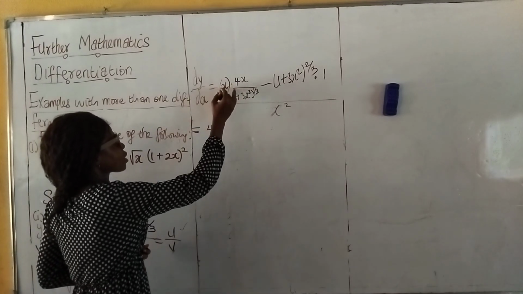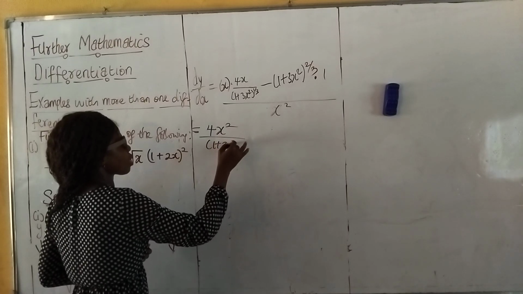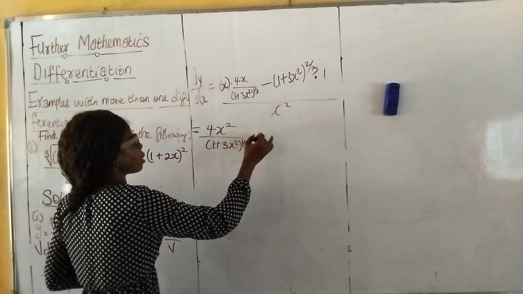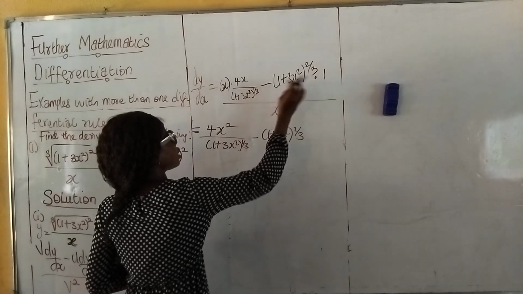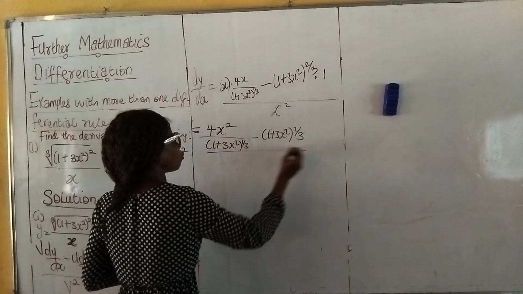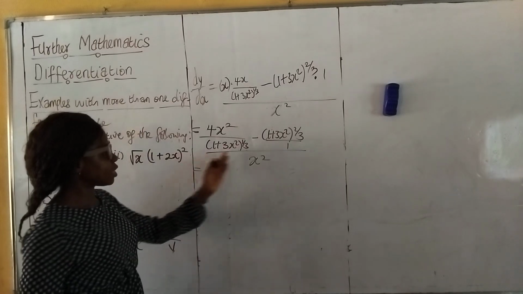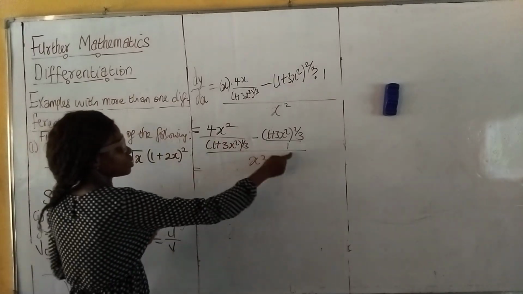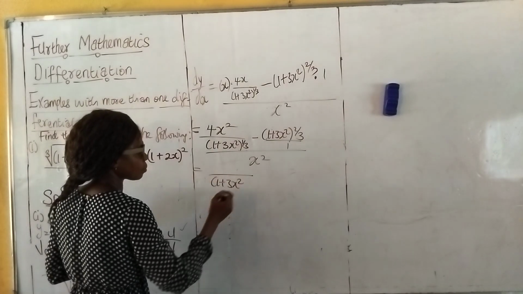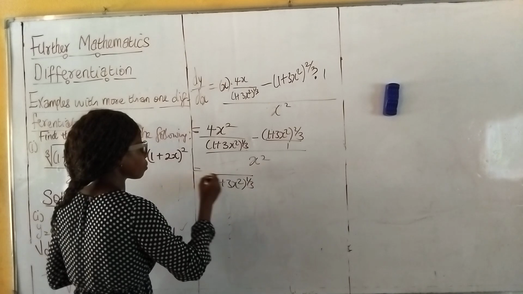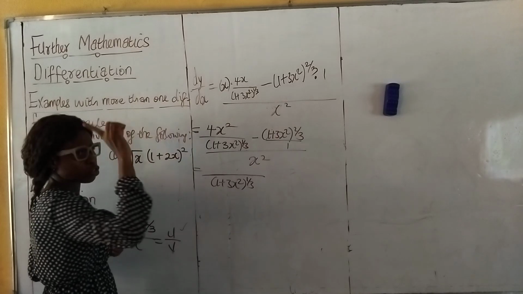I have 4x times x will give me 4x squared all over 1 plus 3x squared raised to the power 1 over 3, minus 1 plus 3x squared raised to the power of 2 over 3, because this times 1 is the same thing, all over x squared. And also this is over 1. Now, let us get the LCM. The LCM of this and this is this, so I have 1 plus 3x squared all raised to the power 1 over 3.